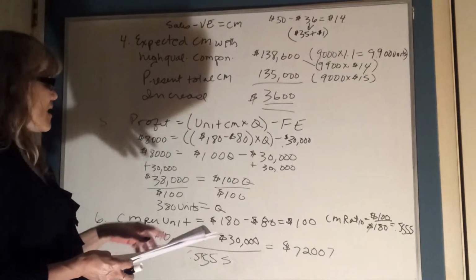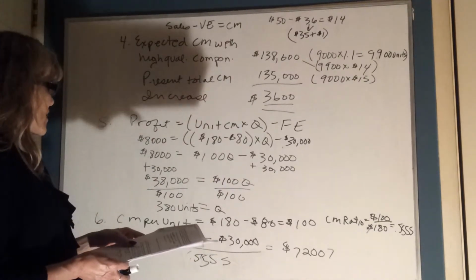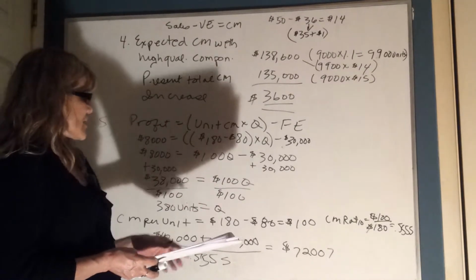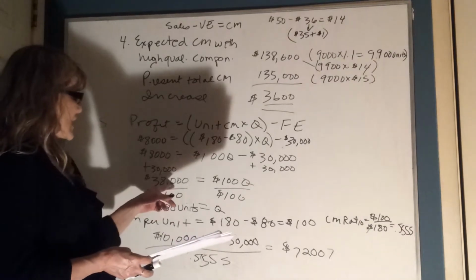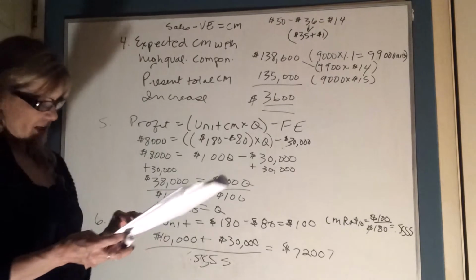So we're going to just solve this algebraically. Add 30,000 to each side of the equation. That gives us 38,000 equals 100 Q. Divide both sides by the 100, and that gives us 380 units.